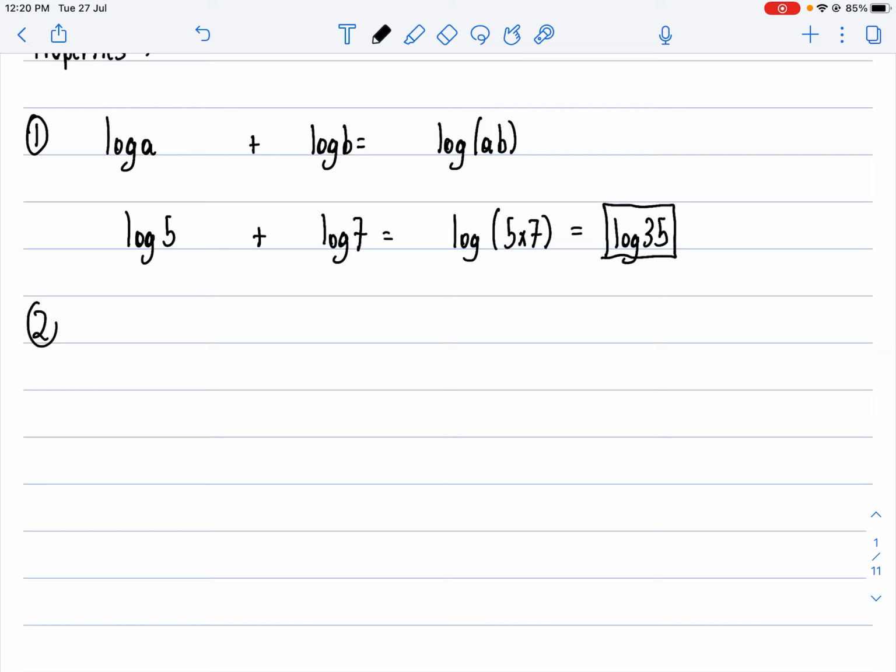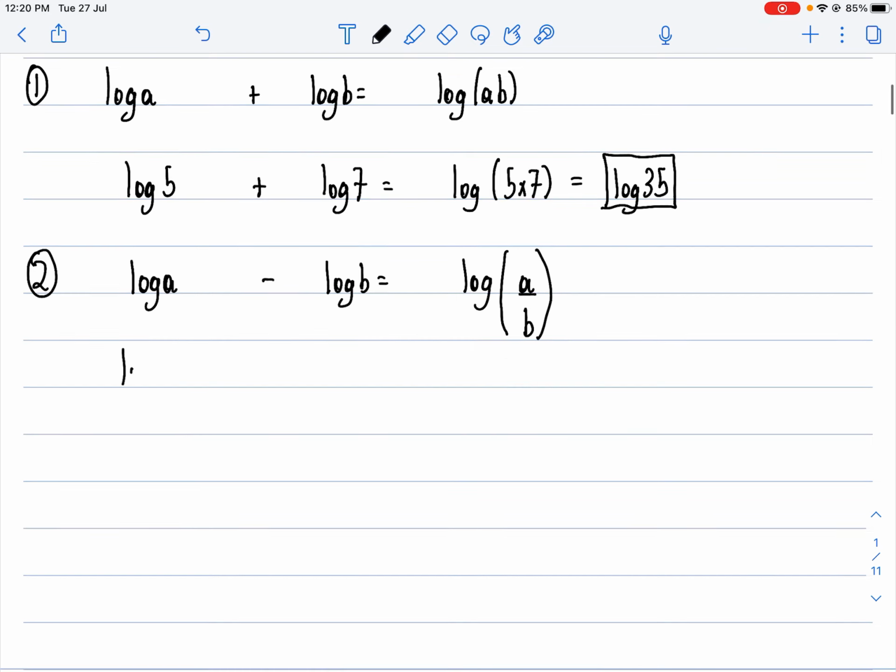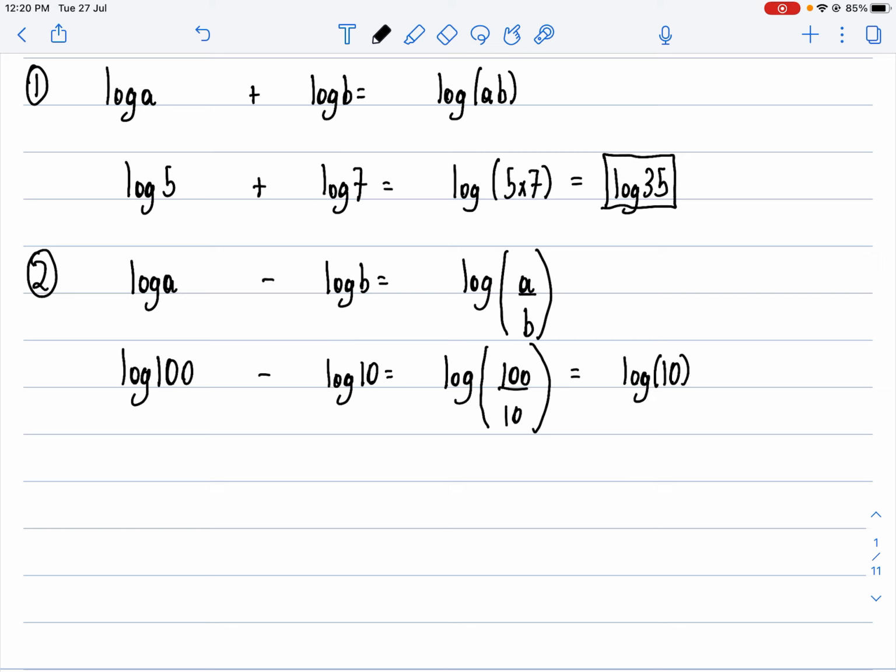Then I have the second log property, which is log A minus log B, which is equal to log A over B. I'll give you another example where I have log 100 minus log 10, which is equal to log of 100 over 10, which is basically equal to the log of 10. This is the property I have.